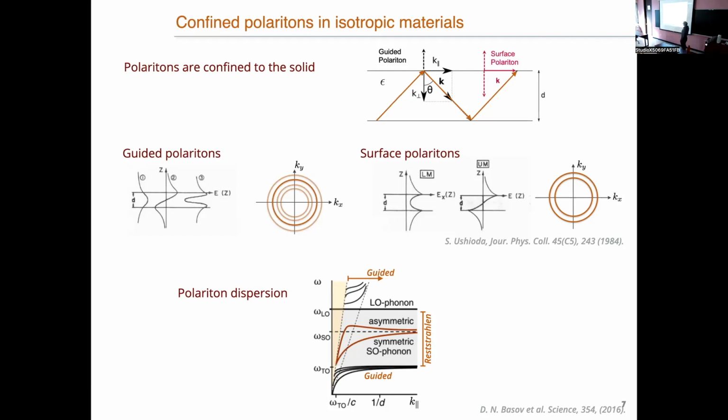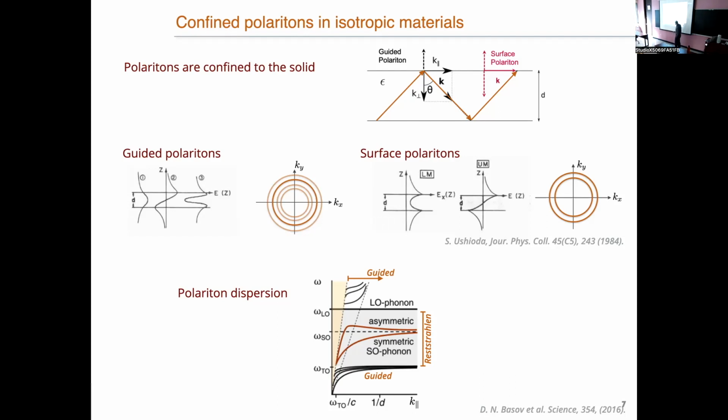Now, surface polaritons, they have decaying exponential at both the top and bottom interface. And if the layer is thin enough, these two modes will talk to each other and form what we call the symmetric and antisymmetric mode. They will propagate also isotropically inside the sample.